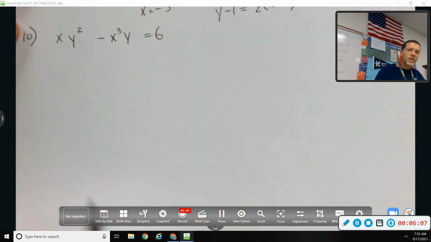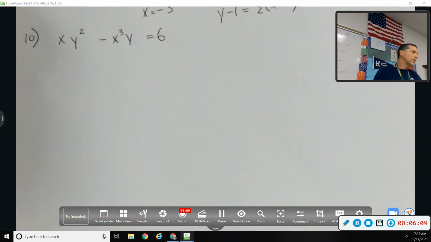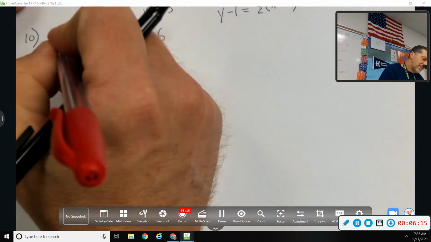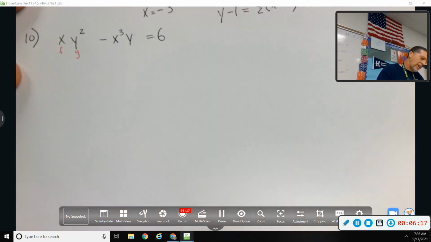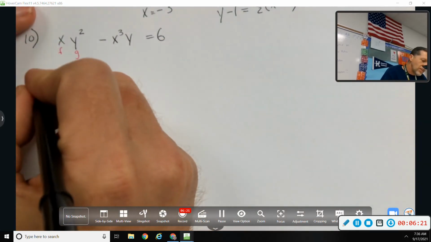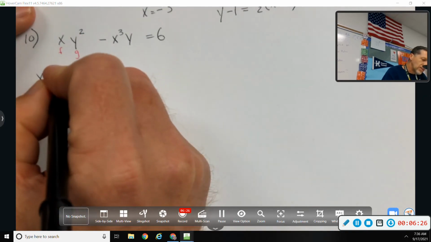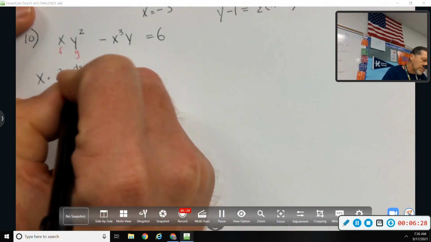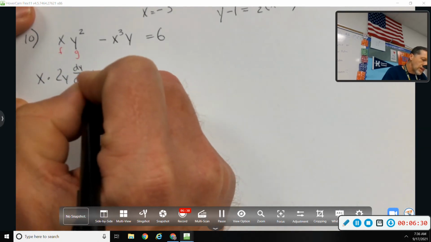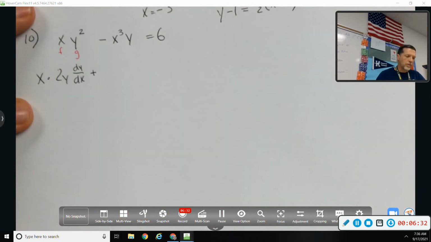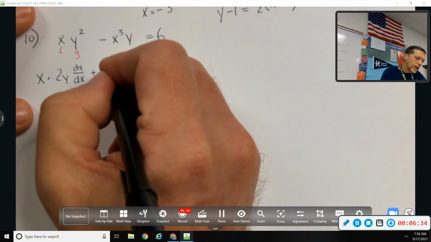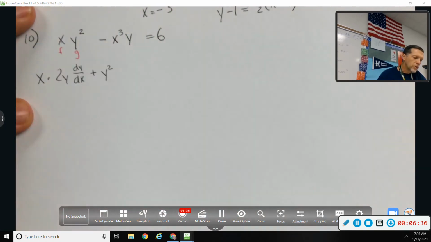Product rule. Can I product rule in place yet, or do you want me to write out f and g? I'll split the middle with you. I'll label f and g and then do it in place. So the first one is x. The derivative of the second one is 2y dy/dx. Plus, the other way around, the second one is y squared, and the derivative of the first one is x.